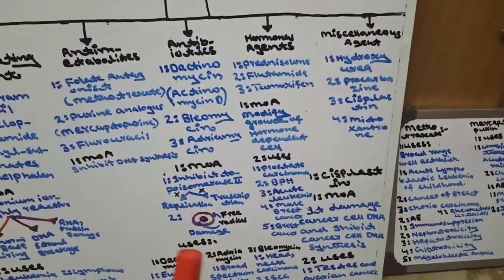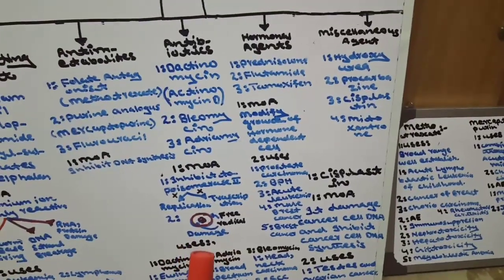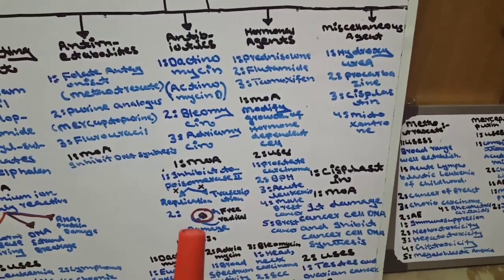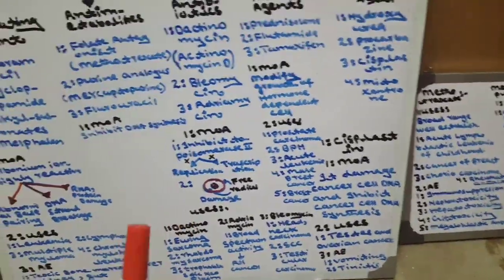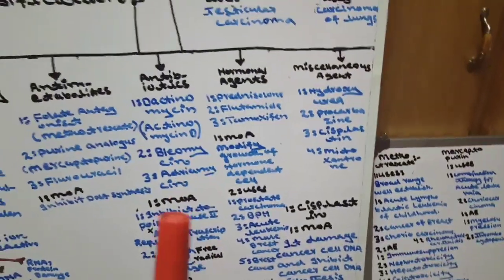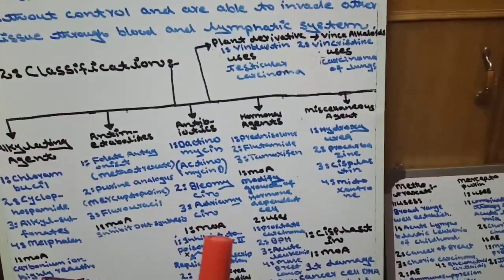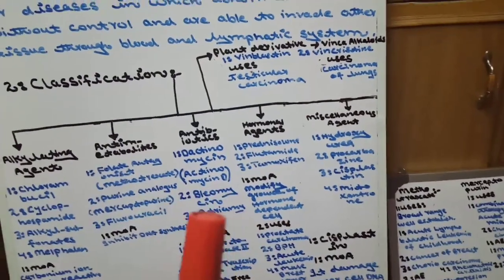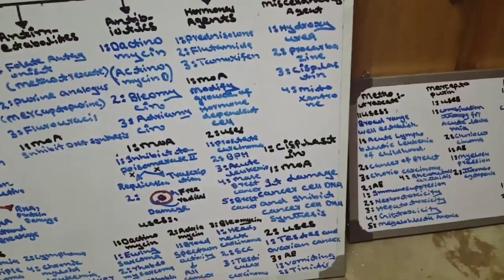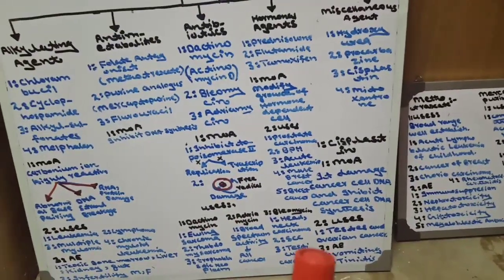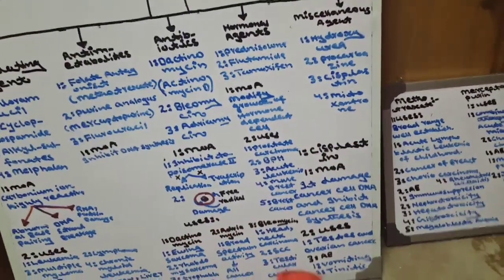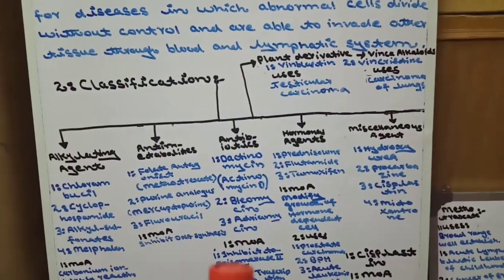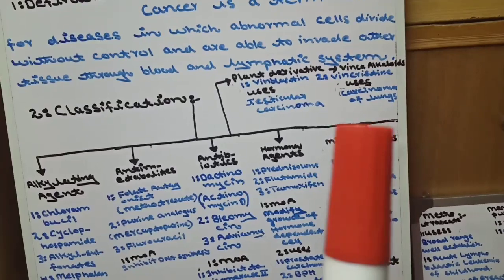Which group of drug produces free radicals which damage the DNA and cell membrane? These are also antibiotics. Next question is, which group of anti-cancer drug modifies the growth of cancerous cells? These are hormonal agents. Which anti-cancer drugs are used in testes and ovarian cancer? This is cisplatin. Which anti-cancer drug is used in carcinoma of lung?